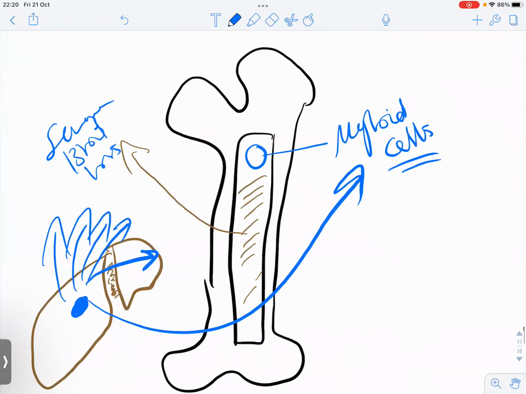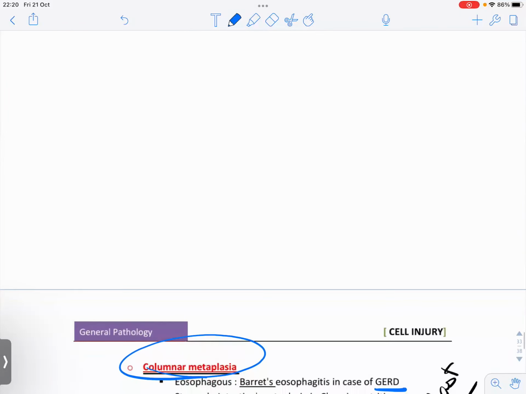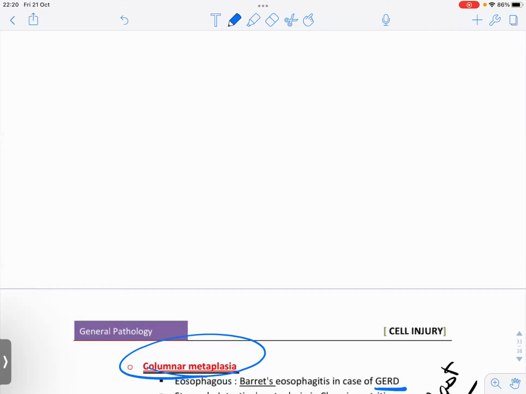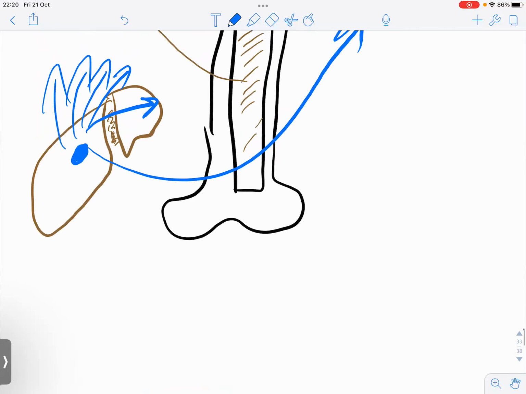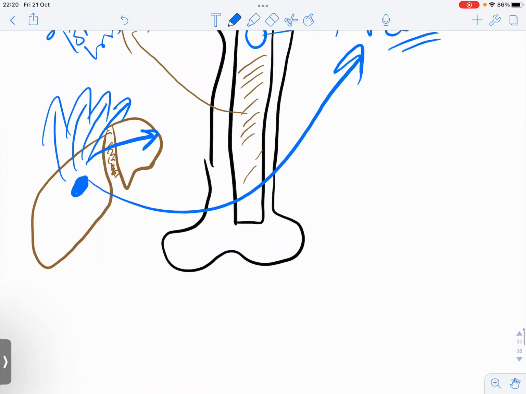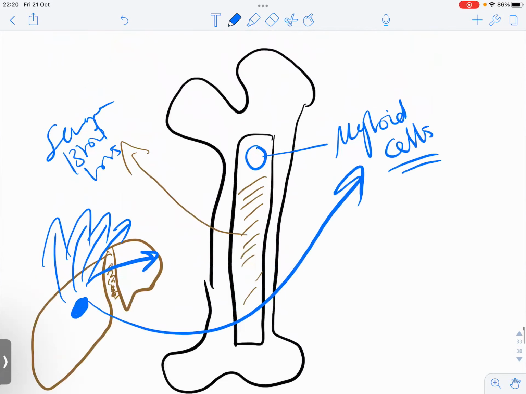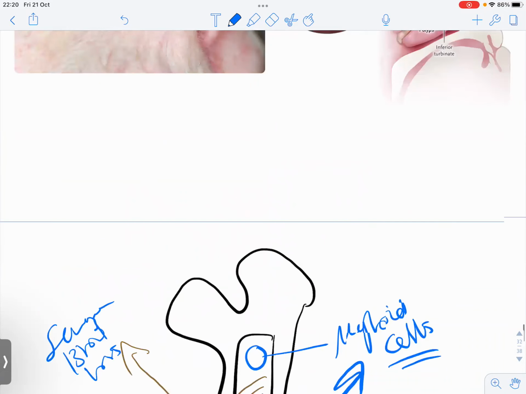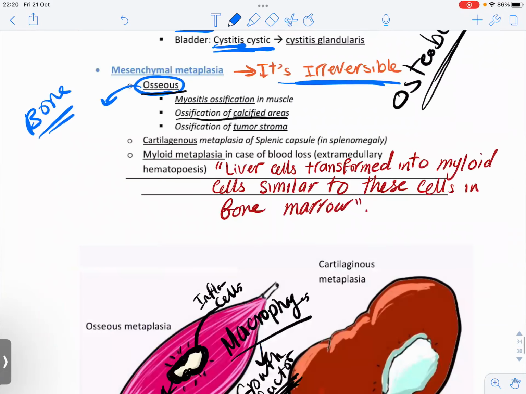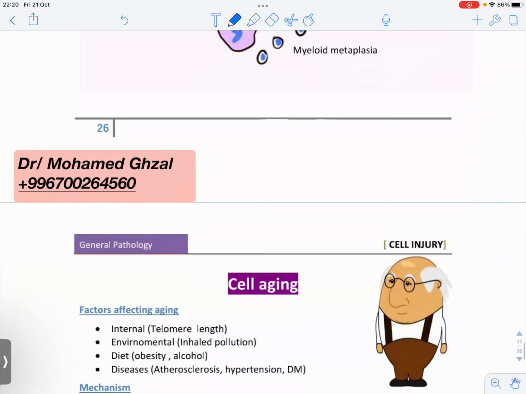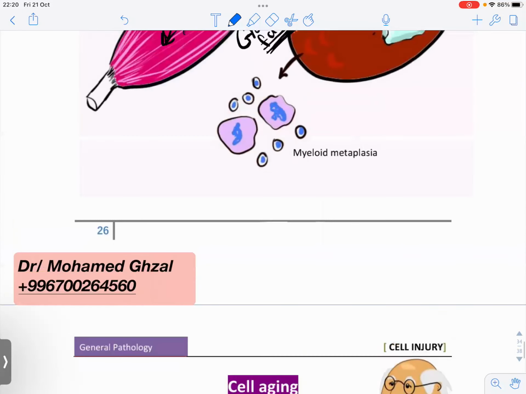Why? To compensate for severe blood loss, because the bone marrow cannot compensate for that. So the liver would say, "Don't worry, I'm going to help you. I will transform some of my tissue into myeloid tissue." So this is the last example. So let's take a quick review and then we finish.